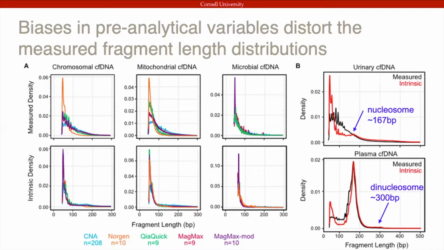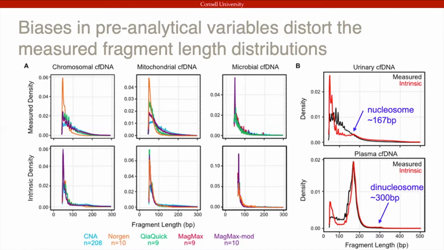We can look also just at an example of urinary cell-free DNA. And so the measured profile is still short, but of course with this intrinsic profile, we are seeing now this very strong peak that's less than 100 base pairs. But what's exciting is that we're able to reveal this nucleosome peak at 167 base pairs.